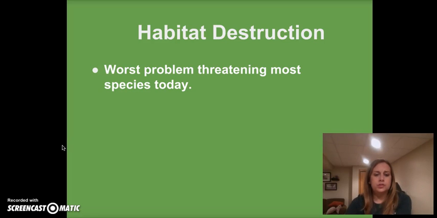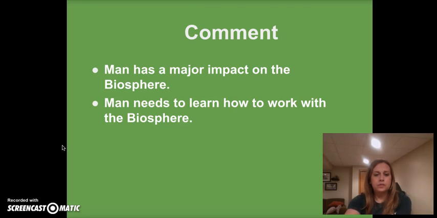Next is habitat destruction. This is the worst problem threatening most other species today. We've had major impacts on the biosphere, and this is something that we really need to learn to work with before we start to see some really huge implications that we can't reverse. Again, the Antarctic ice sheets melting at this increased rate, the huge increase in sea levels, those are things that we can't fix once they start to happen.